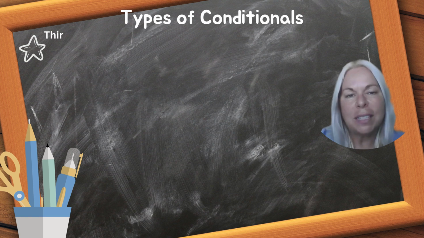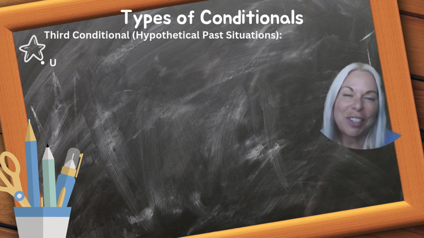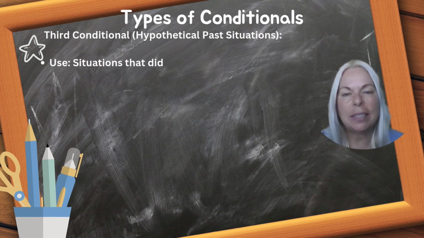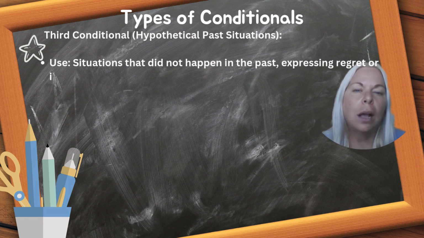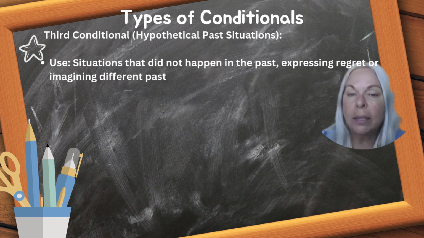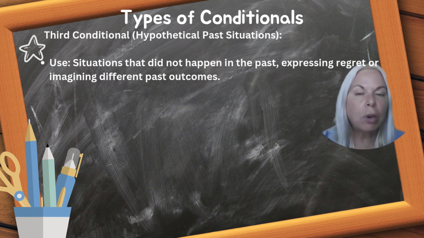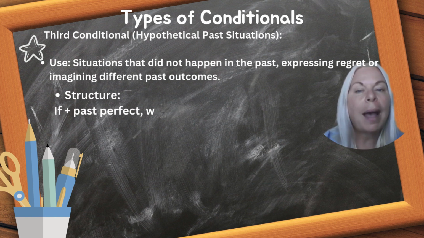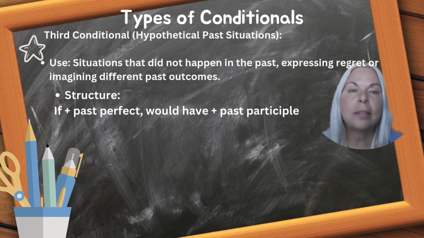Now, the third conditional is a hypothetical past situation. We would use this in situations that did not happen in the past, expressing regret or imagining a different past outcome. The structure of this would be if plus past perfect and would have plus past participle.